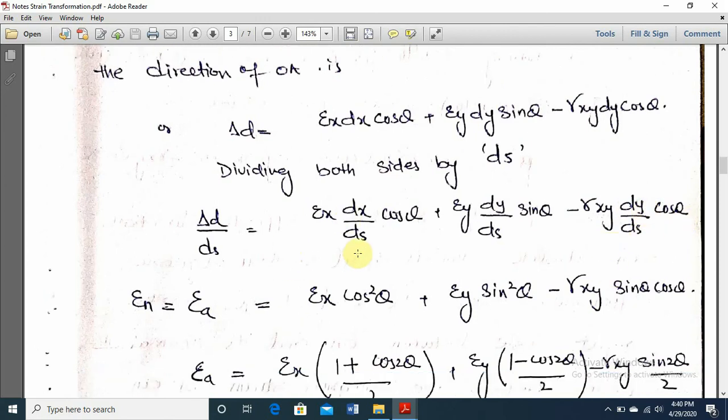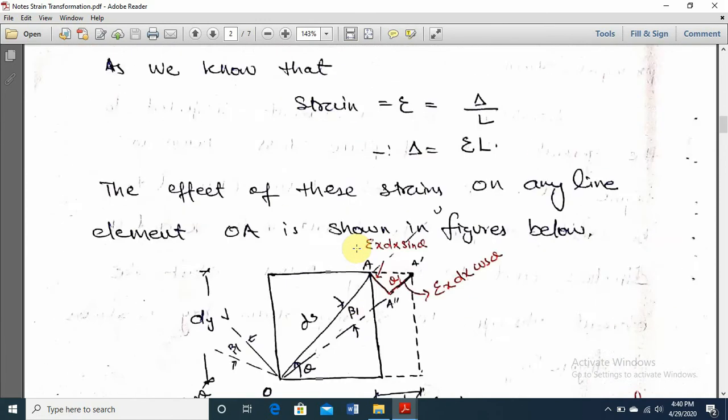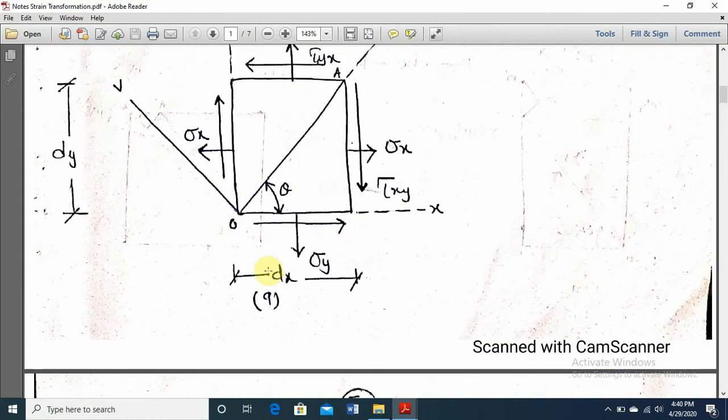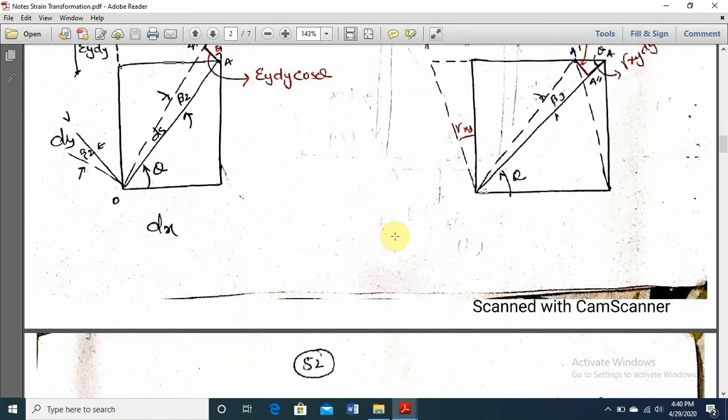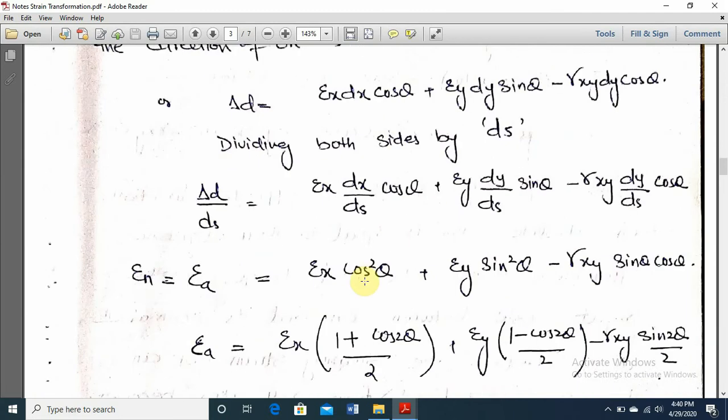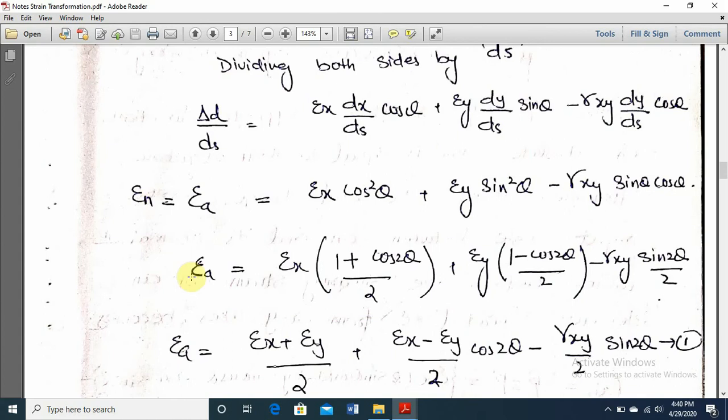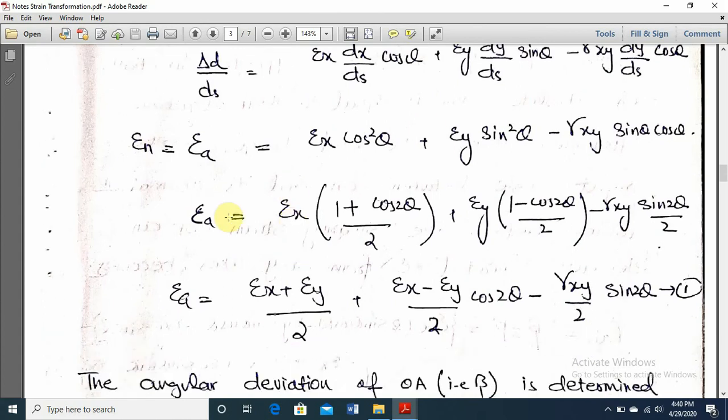This dx by ds, if you see this element, base divided by hypotenuse will give you cos theta. So this will become cos square theta. This perpendicular divided by hypotenuse will give you the sine square theta, and this will give you sine theta. So your equation will become like this. Suppose the strain at any particular point for OA will be equal to Ex into cos square theta.